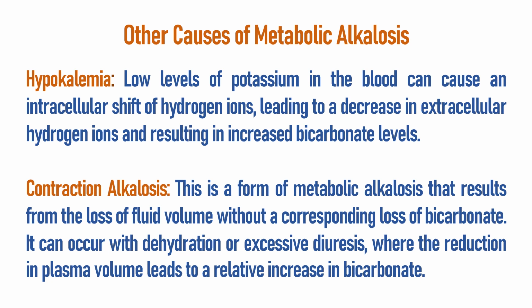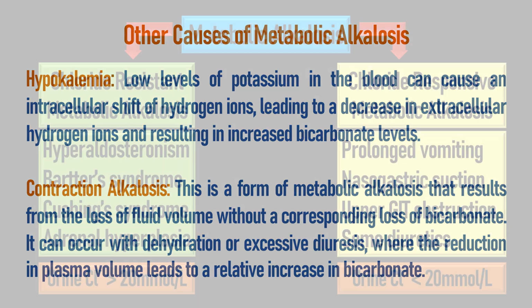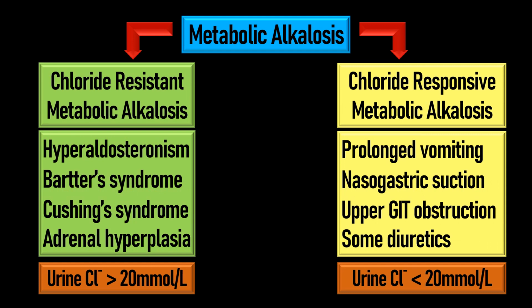Contraction alkalosis is a form of metabolic alkalosis that results from the loss of fluid volume without a corresponding loss of bicarbonate. It can occur with dehydration or excessive diuresis, where the reduction in plasma volume leads to a relative increase in bicarbonate. Depending on how chloride ions are handled by the body, metabolic alkalosis can be of two types: chloride-resistant and chloride-responsive. Chloride-resistant metabolic alkalosis is almost always associated with an underlying disease, such as primary hyperaldosteronism, Cushing's syndrome, or Bartter syndrome.